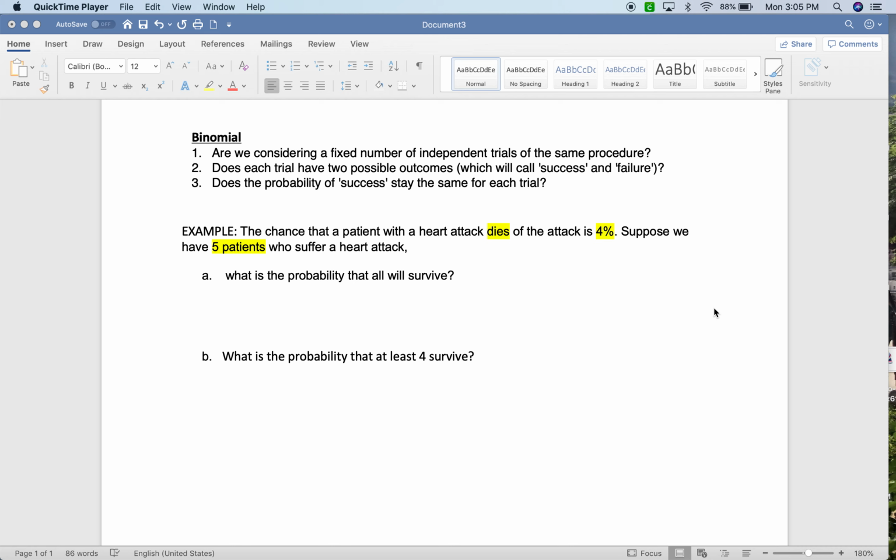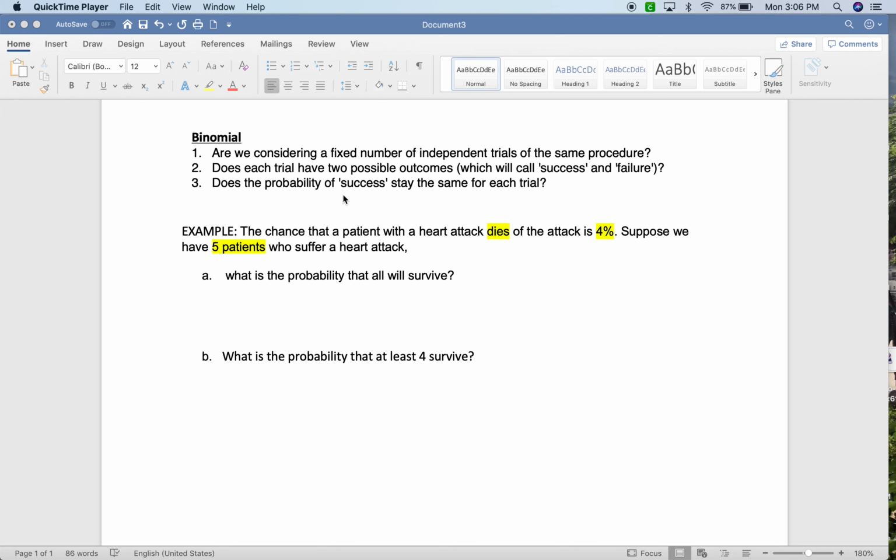In this video, we are going to learn how to calculate binomials in StatCrunch. So first off, we have this example. The chance that a patient with a heart attack dies of the attack is 4%. Suppose we have 5 patients who suffer a heart attack. What is the probability that they will all survive? And then what is the probability that at least 4 will survive?